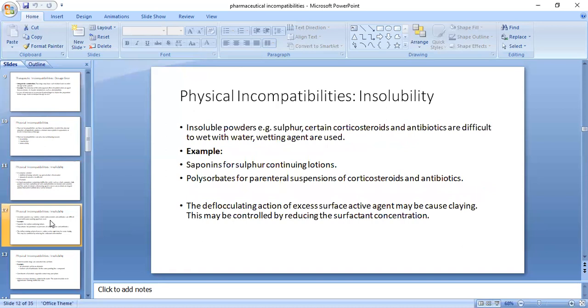Insoluble powders, e.g., sulfur, certain corticosteroids, and antibiotics are difficult to wet with water. Wetting agents are used. Example, saponins for sulfur-containing lotions, polysorbates for parenteral suspensions of corticosteroids and antibiotics. The deflocculating action of excess surface active agent may cause caking. This may be controlled by reducing the surfactant concentration.